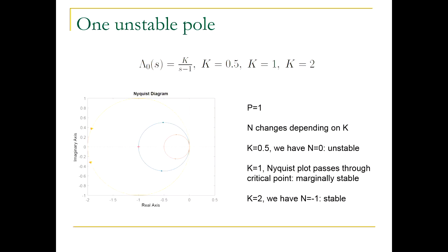Remember what the root locus of this system is. You have one pole in the right half plane, but the real line is part of the root locus. So as I increase gain, I would eventually go to the left half plane. So you can see what happens now in the Nyquist plots, right?